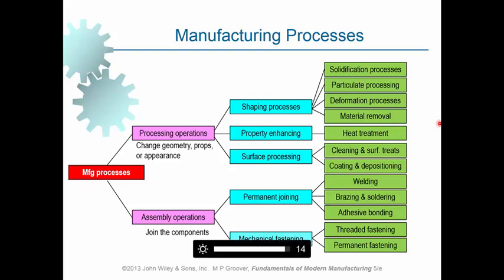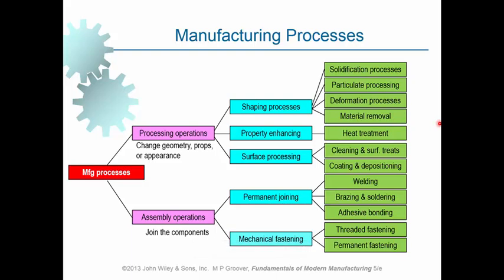Property enhancing processes that include heat treatment processes will not be covered in this unit, that will be covered in advanced materials and manufacturing unit. And then surface processing methods that include cleaning and surface treatment, coating and depositioning processes will not be discussed in this unit.